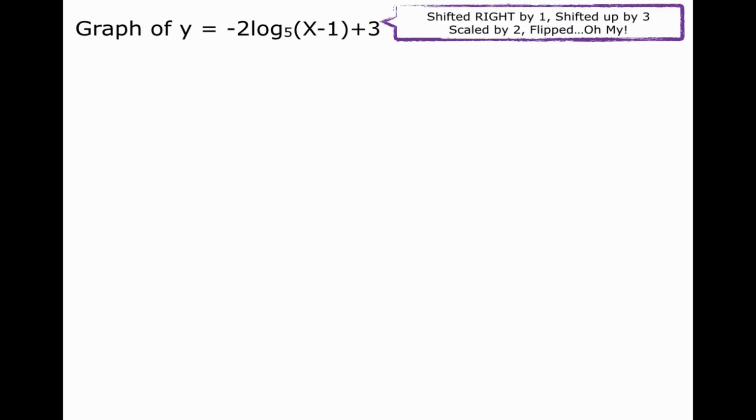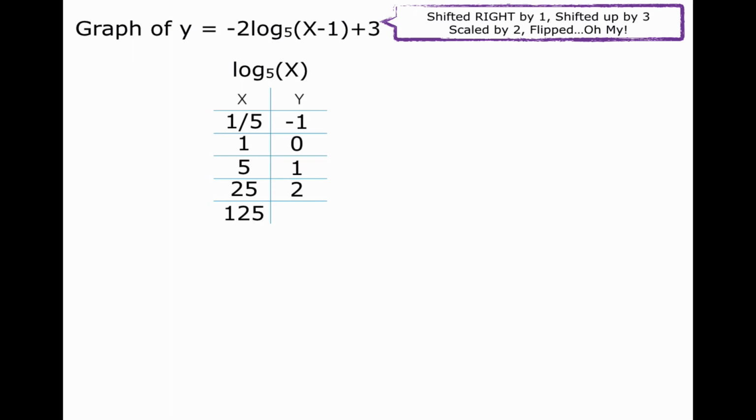All right, one more. So here's a crazy one. The graph of negative 2 times the log base 5 of x minus 1, plus 3. And so we are shifted right by 1. We have shifted up by 3 and scaled by 2 and flipped. So, oh my, this is going to be crazy. So again, let's just start with log base 5 of x. All right, 1/5, 1, 5, 25, 125. And we get the same exponents for those values. And notice, there's no way we're going to graph most of these. But we have this negative 2, we have a minus 1, we have a plus 3. So over here, we're shifting right by 1, so we have to add 1 to all of our x values.